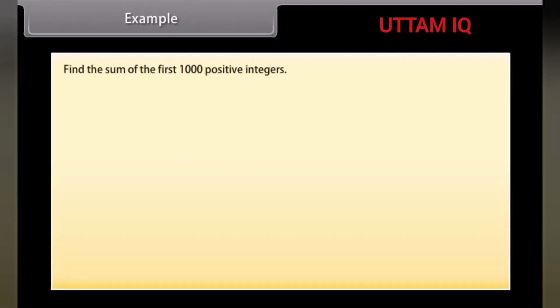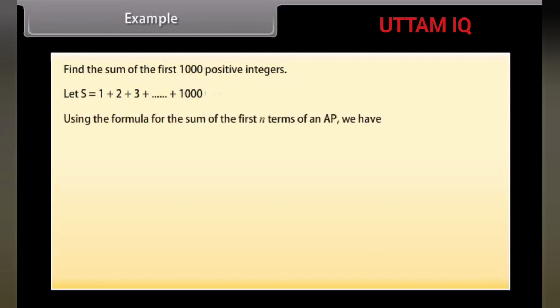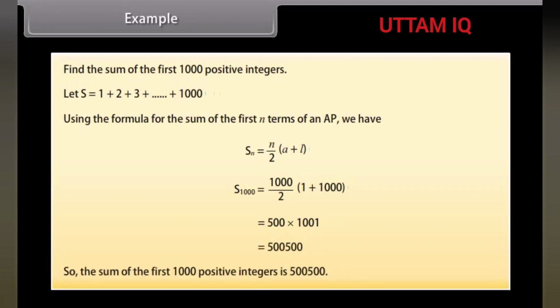Find the sum of the first 1000 positive integers. Let S be equal to 1 plus 2 plus 3 plus so on plus 1000. Using the formula for the sum of the first n terms of an AP, we have S_n is equal to n upon 2 into (a plus l). Substituting the value of n, we get S_1000 is equal to 1000 upon 2 into (1 plus 1000). This is equal to 500 into 1001, which becomes 500500. So the sum of the first 1000 positive integers is 500500.